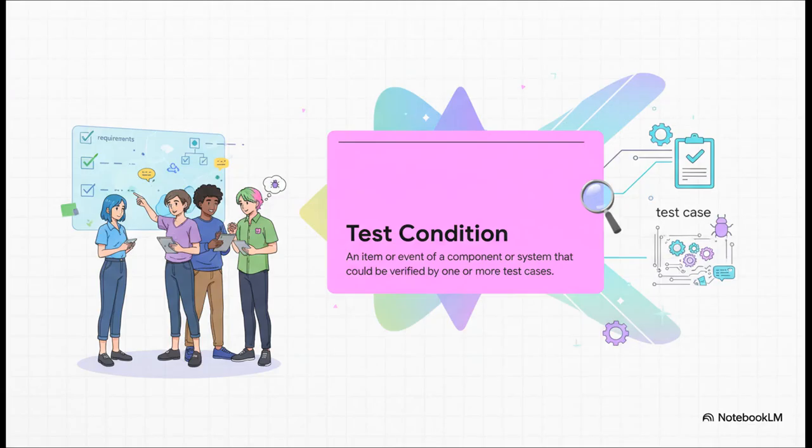So, first up is this thing called a test condition. The easiest way to think about it is it's the what. It's the thing you're trying to test. It could be a function, a specific feature, maybe a quality attribute like performance. You're basically looking at the requirements and asking yourself, okay, what specifically can I test here?